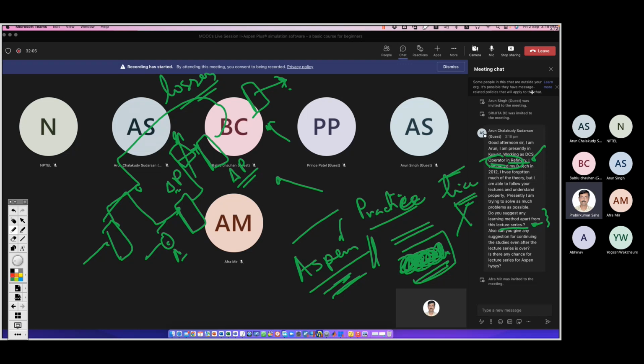When I learned Aspen 20 years back, Aspen was also not this advanced. So I started getting simple problems from chemical engineering books like Treybal or Richardson and Coulson. Whatever problems I would get from there, I would try to solve in Aspen Plus, just to see whether I get the result. So that is the way you can learn.